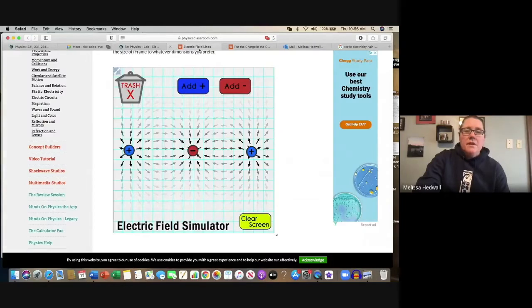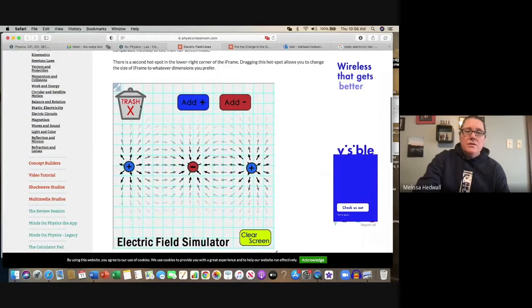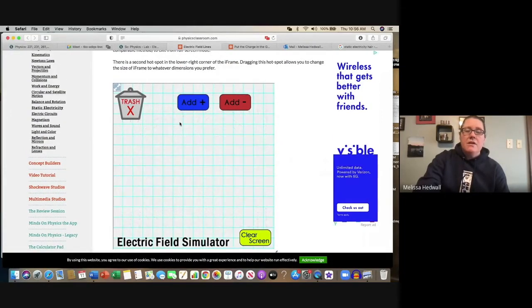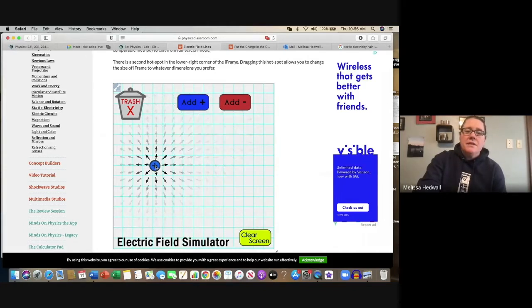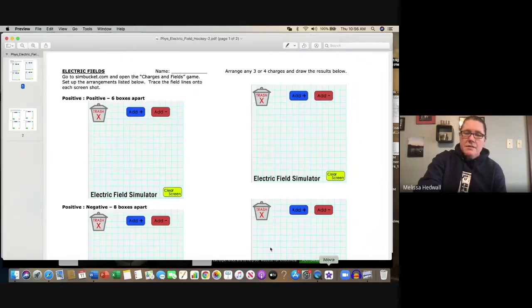When you pull them up, the first one has you put on some charges and then draw what you would experience there. The first one on your paper says that you should have two positive charges, and they are 6 boxes apart. On your paper, it says, go to simbucket.com, charges and fields. That's what that link takes you to. Set up the arrangements listed below. Trace the field lines onto each screenshot. So, positive, 6 boxes apart. We have that set up.